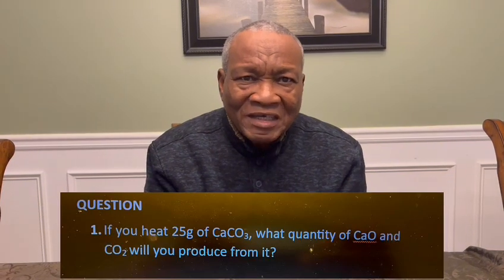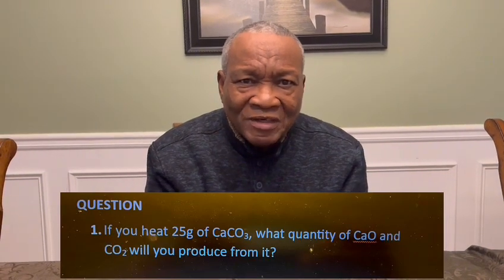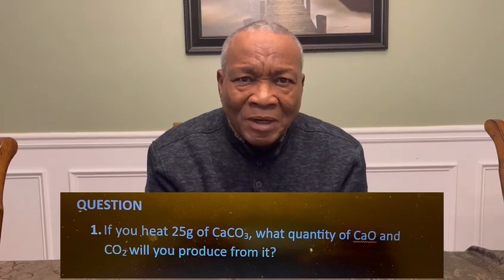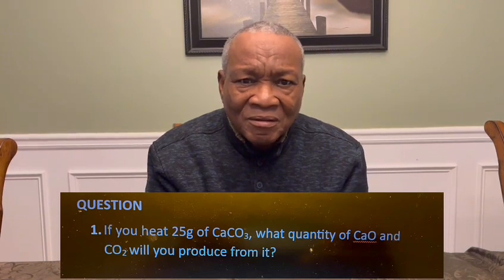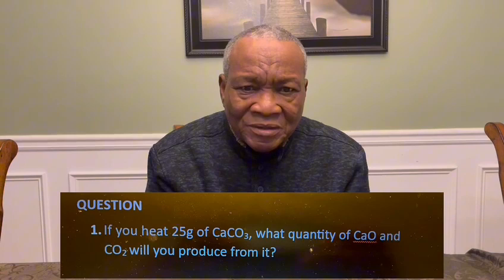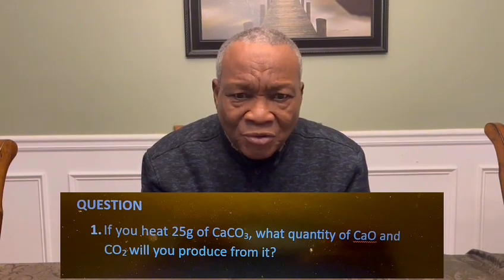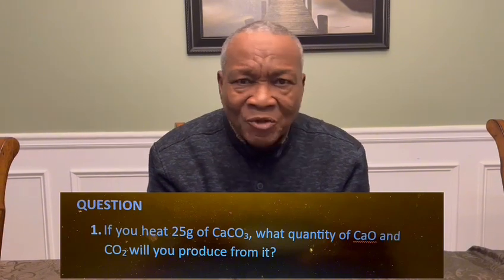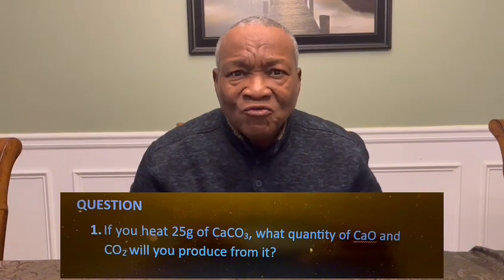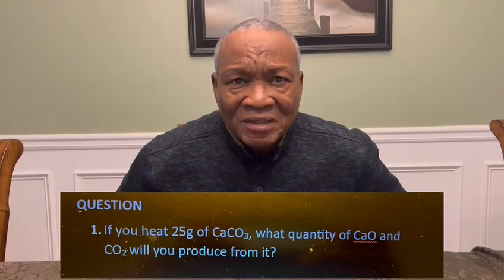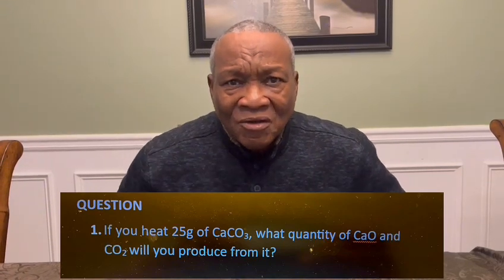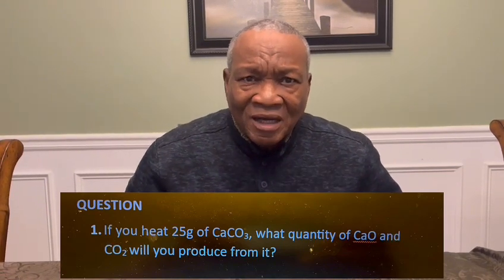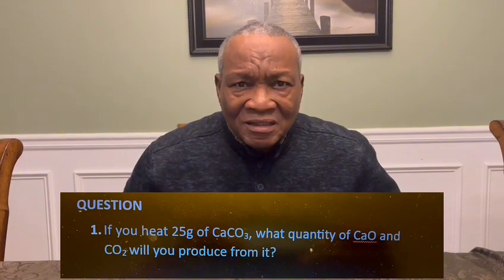Practice question. Question number 1. If we are given 25 grams of calcium carbonate, write the equation. The products will be calcium oxide and carbon dioxide. So if you are given 25 grams of calcium carbonate, what is the quantity of calcium oxide and carbon dioxide that you will get?